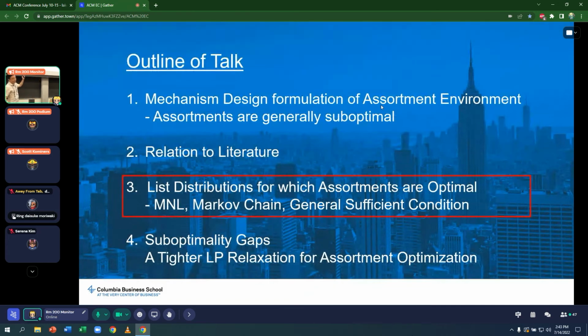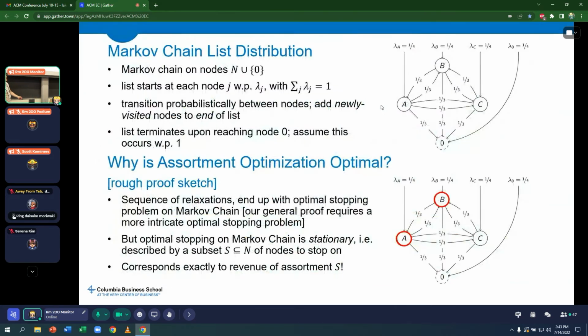OK, so in the few minutes I have, let me try to state our main results. We show that for a commonly studied class of choice models in the assortment optimization literature, which are called Markov chain choice models, assortments are in fact optimal. So let me tell you what this is. The definition is quite easy.